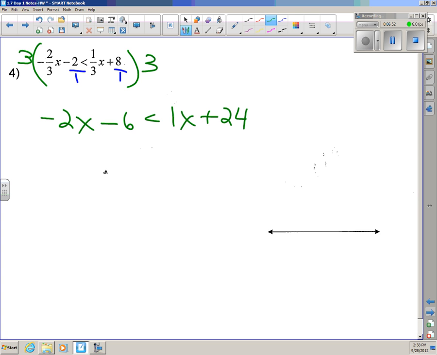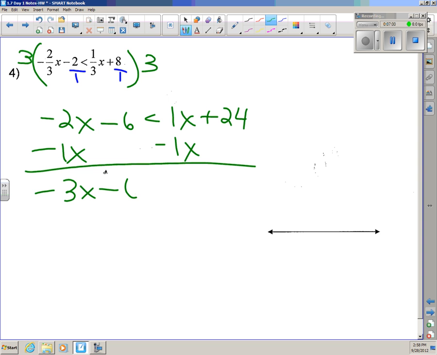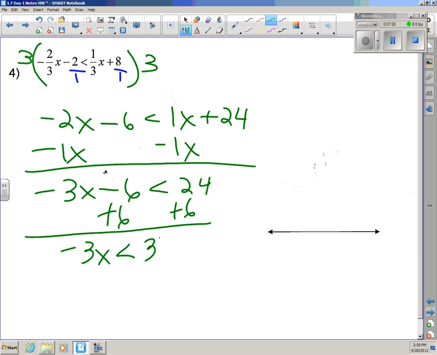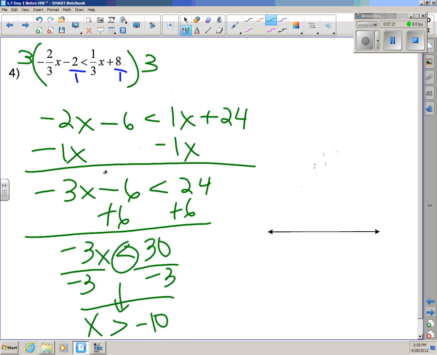I'm going to bring all the variables to the left-hand side. I'm going to subtract 1x from both sides, get negative 3x minus 6 less than 24. Add 6 to both sides, get negative 3x is less than 30. Divide by negative 3, divide by negative 3. You divided by a negative, you need to reverse your inequality symbol. X is greater than negative 10.